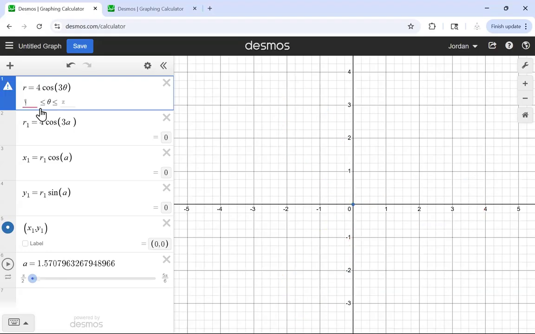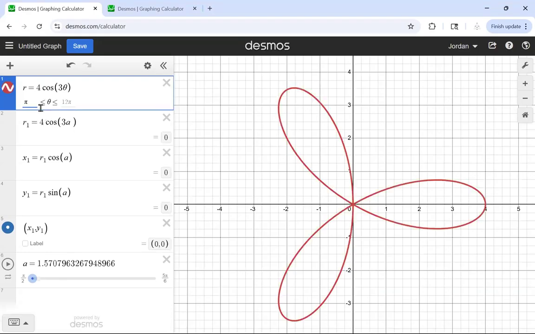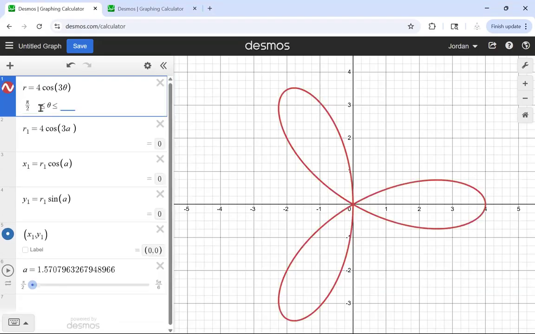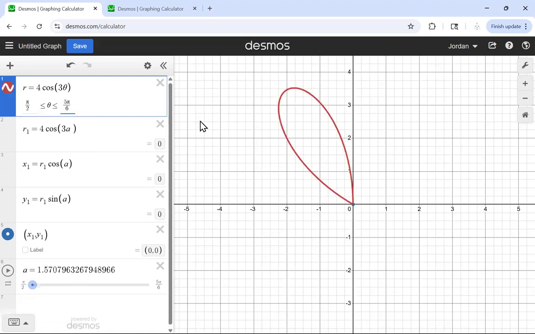Again, when I say that loop, I am specifically stating just that one loop, not the other two. So there we go. That's the surface area of revolving that loop around the line theta equals pi over 2.